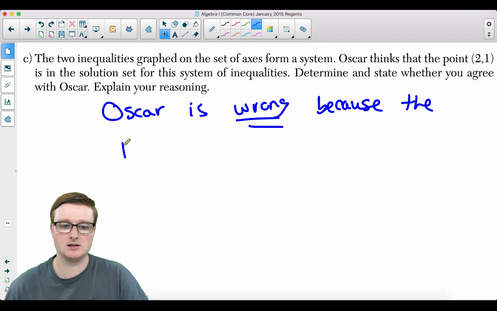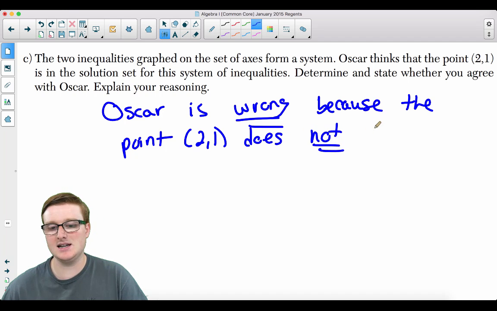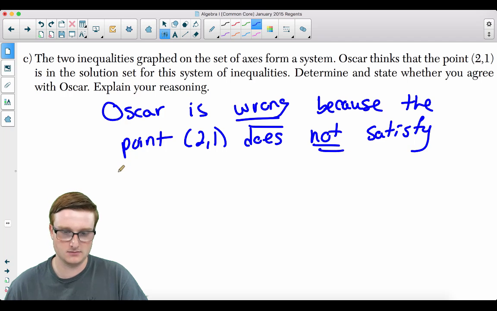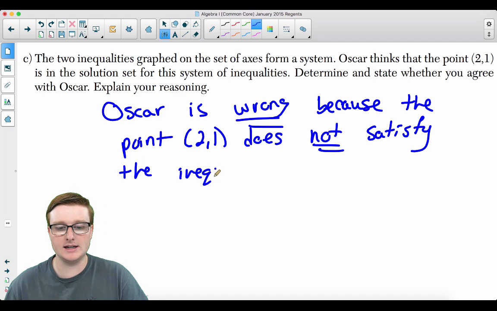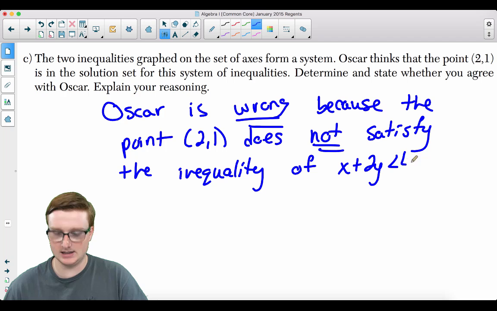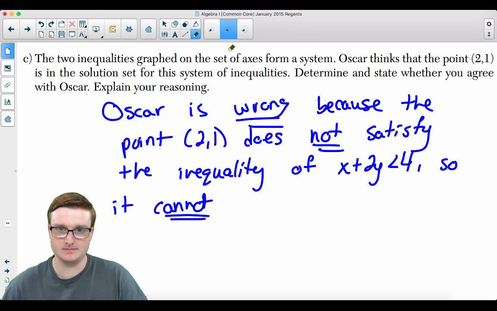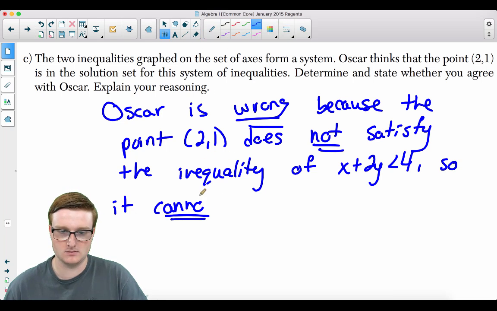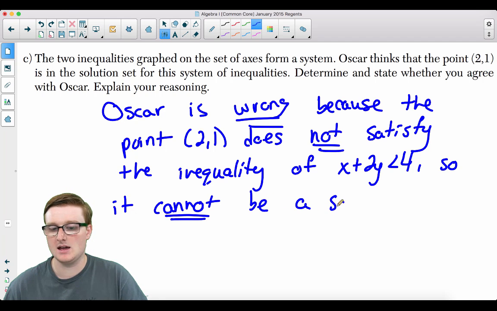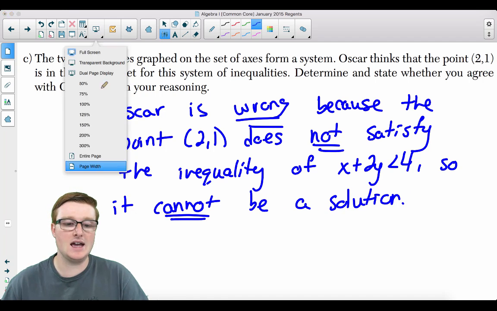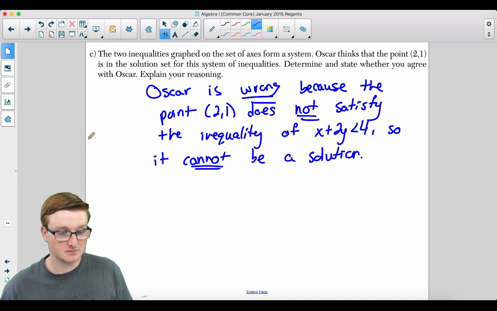Because the point (2, 1) does not satisfy the inequality of x plus 2y is less than 4. So it cannot be a solution. And that, ladies and gentlemen, is the answer to part C. All right, moving on.